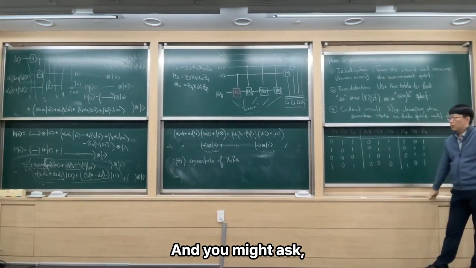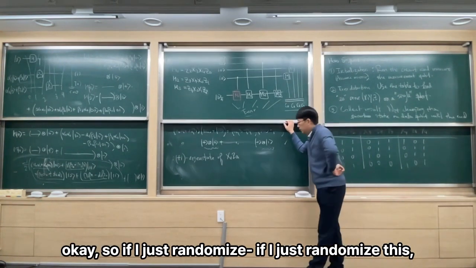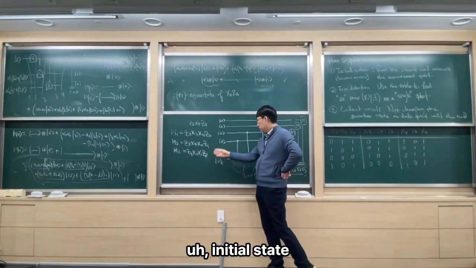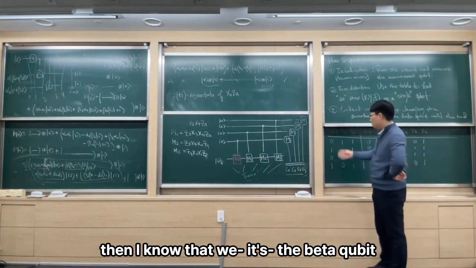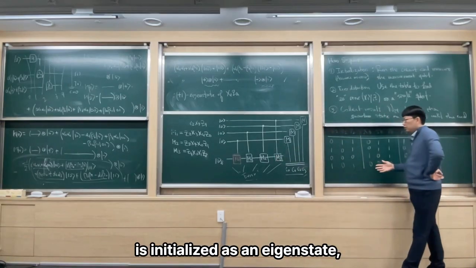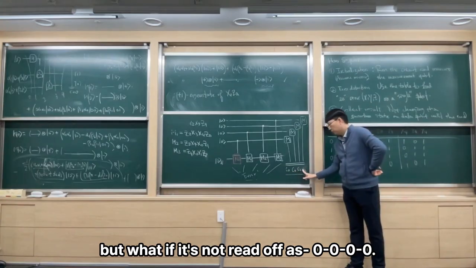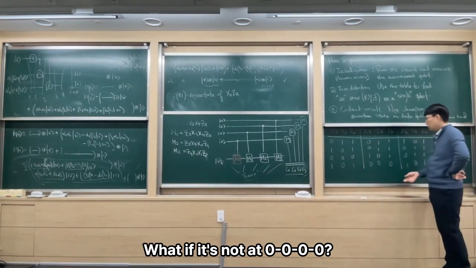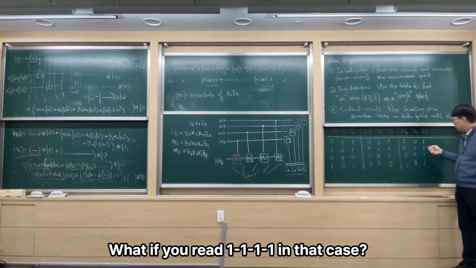And you might ask, okay, if I just randomize this initial state and then read off something here, then I know that the data qubit is initialized as an eigenstate. But what if it's not read off as 0, 0, 0, 0? Let's say, what if it's 1, 1, 1, 1? What if you read 1, 1, 1, 1 in that case?